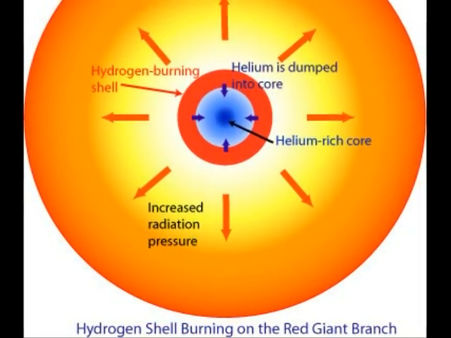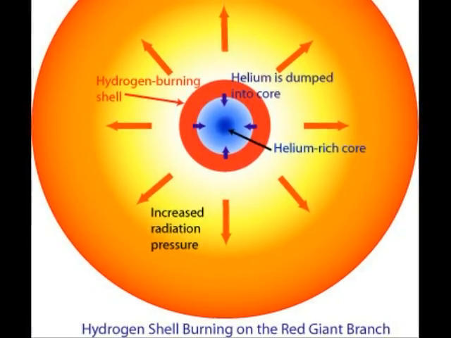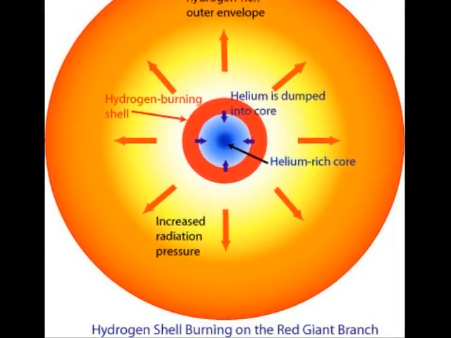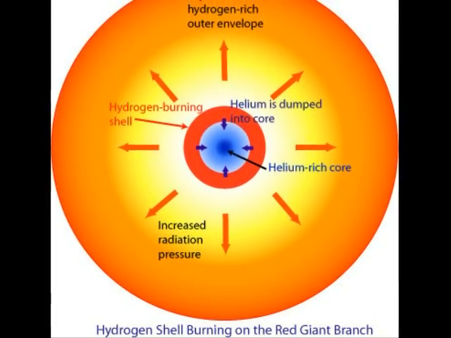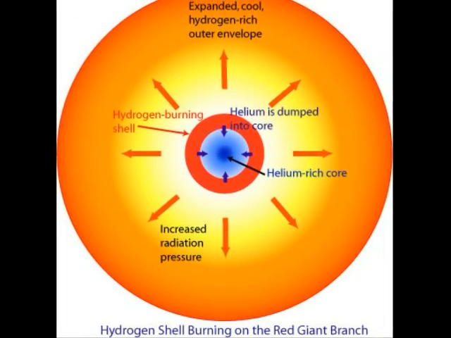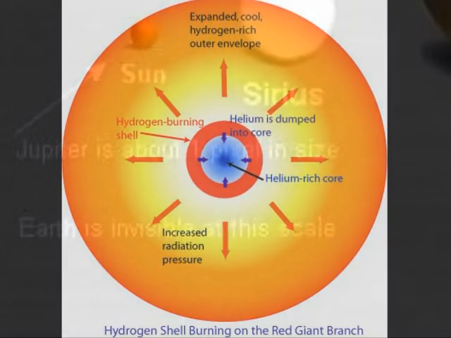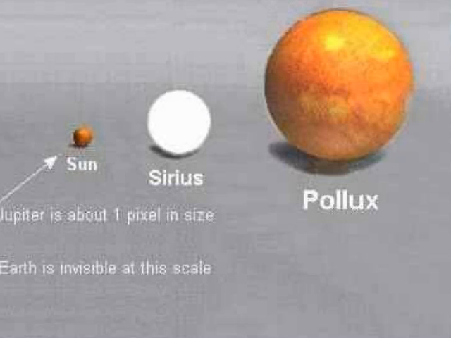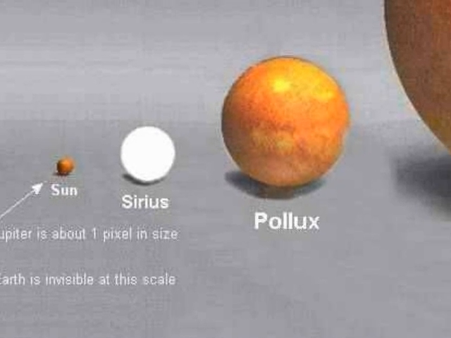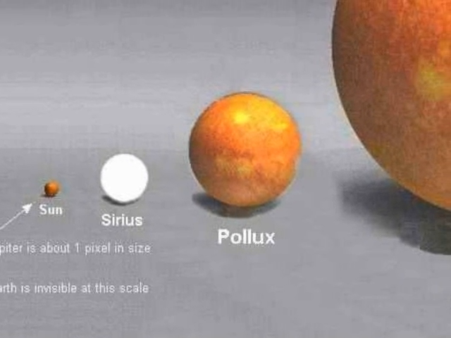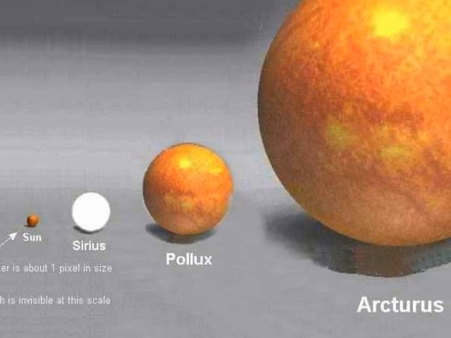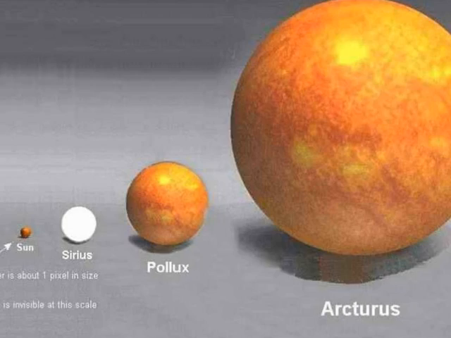Again, just like the average star, the red giant forms its shape by sucking helium to the middle, burning hydrogen at the shell, and expanding the cool hydrogen-rich outer envelope. It's hard for people to understand how big a supergiant star is. The Earth is not even seen on this scale. Jupiter is just a pixel next to the Sun, then Sirius, then Pollux, and then the supergiant star.